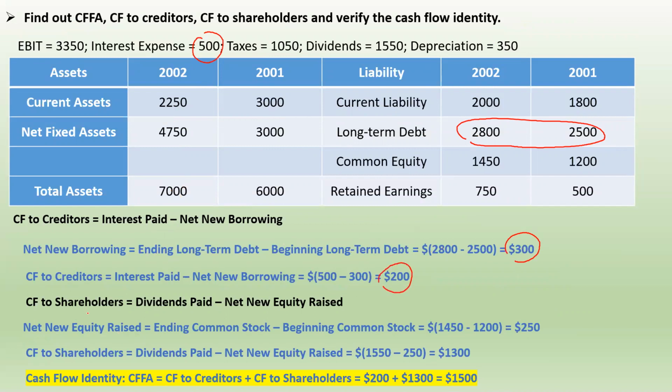Cash flow to shareholders, we need to calculate the net new equity raised. The ending balance of common equity minus the beginning balance. There's no paid in surplus account here. So it's 250. And the dividend paid is 1,550. So the cash flow to shareholders is 1,300. Again, we found the cash flow identity holds.